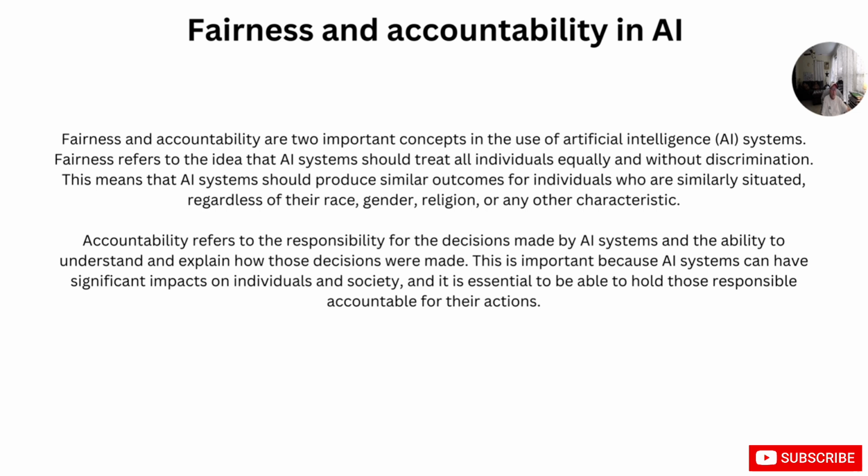Accountability refers to the responsibility for the decisions made by the AI systems and the ability to understand and explain how those decisions were made. This is important because AI systems can have significant impacts on individuals and society, and it is essential to be able to hold those responsible accountable for their actions.